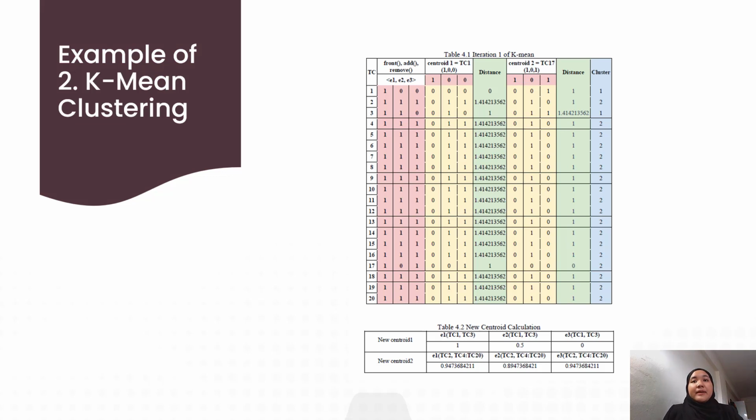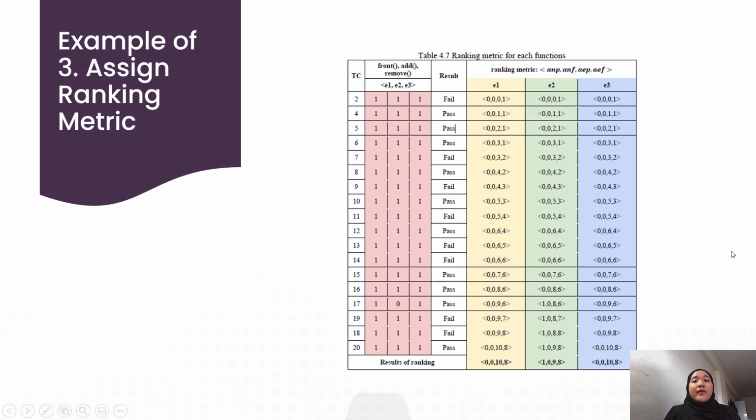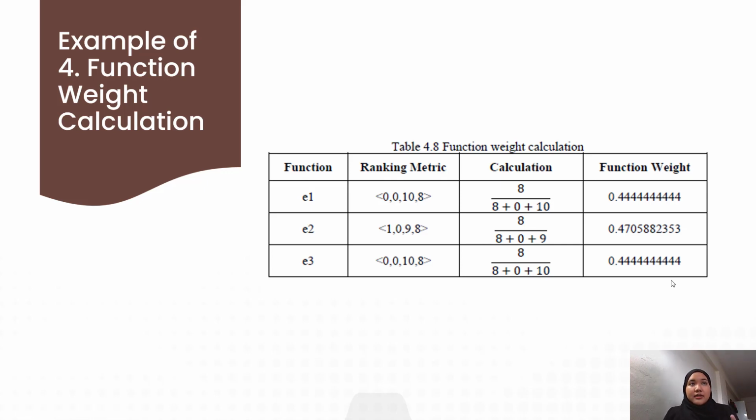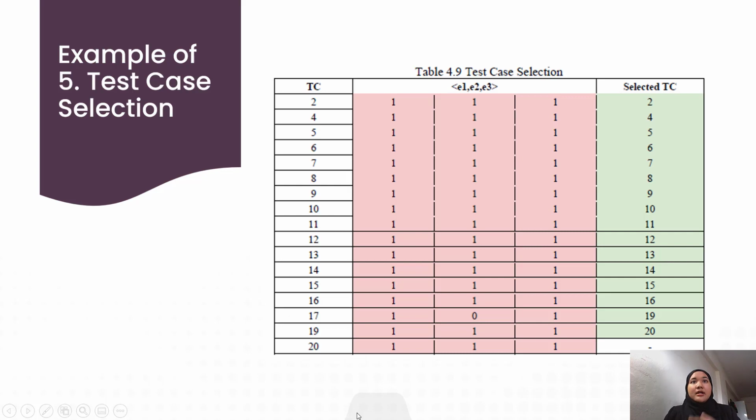And next will be the example of K-means clustering. This is the first iteration of the K-means, where we calculate the Euclidean distance. Next is to assign the ranking metric. This is where we assign the ranking metric for each function based on the result of pass and fail, and also whether the function is called or not in the test cases, in the test suites. Next step is the function weight calculation. Based on the ranking metric, we can now calculate the function weight, which we can determine for each function, and which can be used in the test case selection.